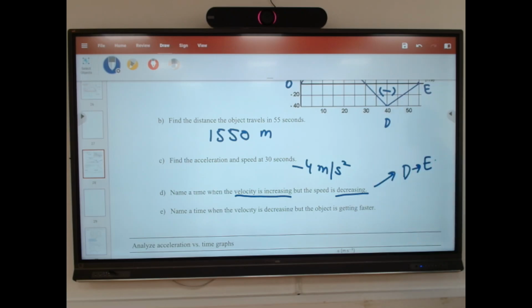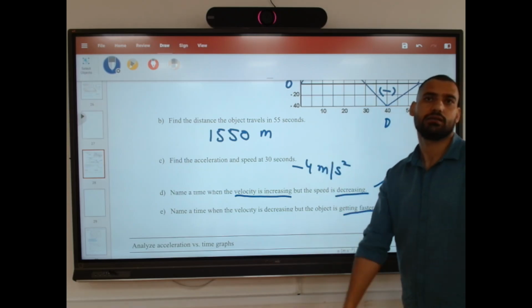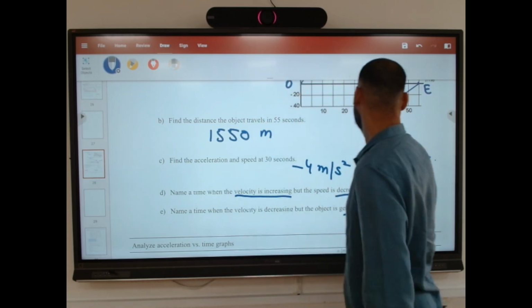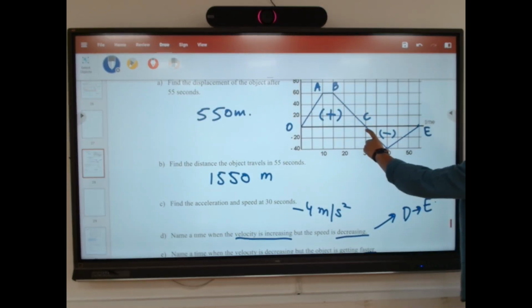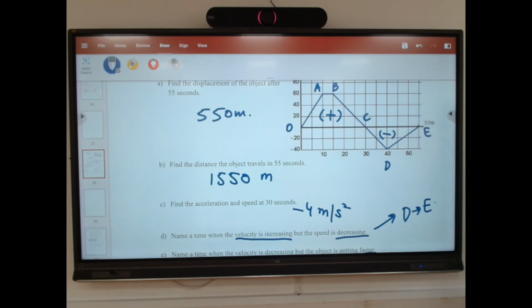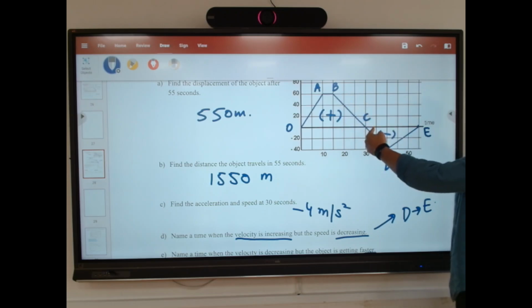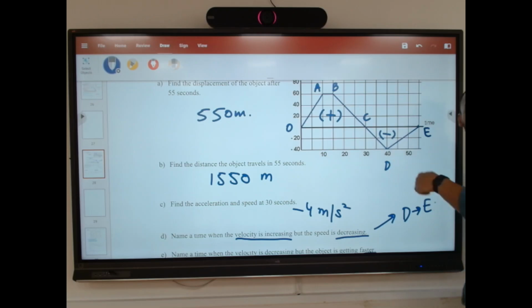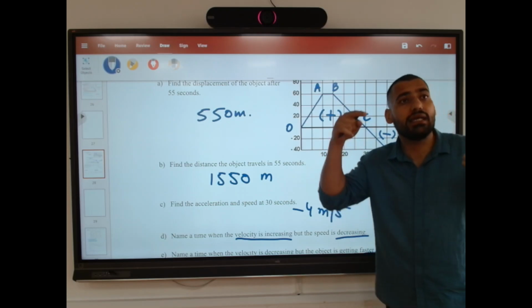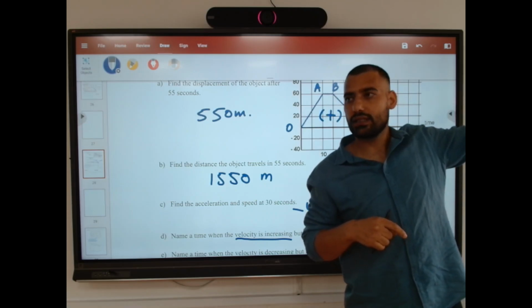Name a time when the velocity is decreasing but the object is getting faster. So the speed is increasing. C to D. Yes? C to D. Anyone else? See, there are two possibilities where the velocity is decreasing. First, B to C. Is it decreasing? Yes. From C to D it is also decreasing. Why? From less negative to more negative. It is decreasing, or increasing in the opposite direction. Is that clear?